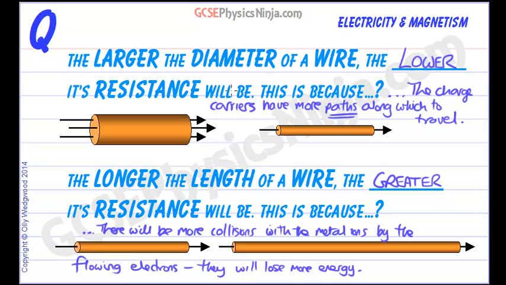Okay. The larger the diameter of a wire, the lower its resistance, but the longer the length of a wire, the greater its resistance, because there'll be more collisions. If you double the length, you've got double the amount of collisions.